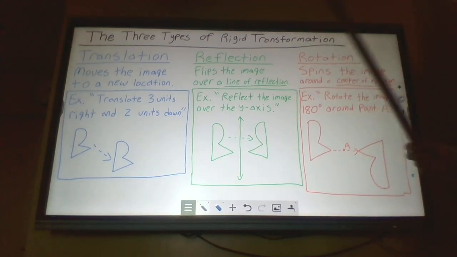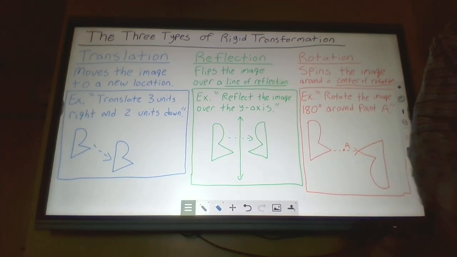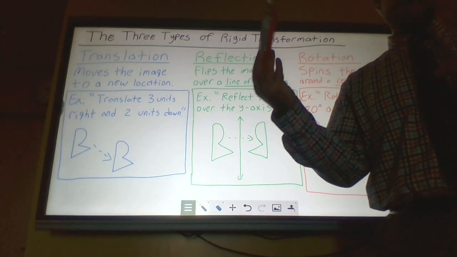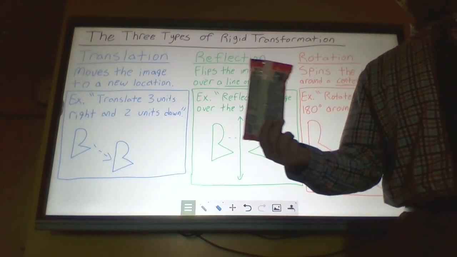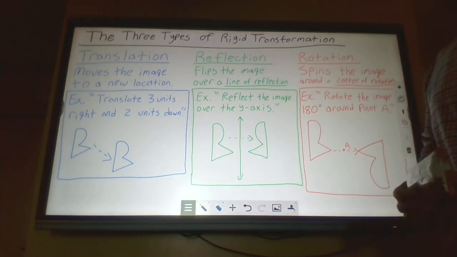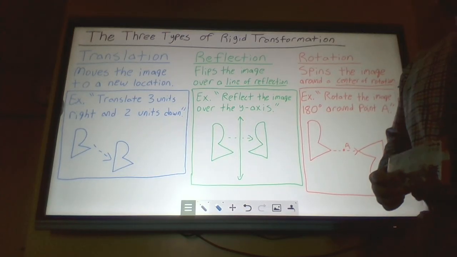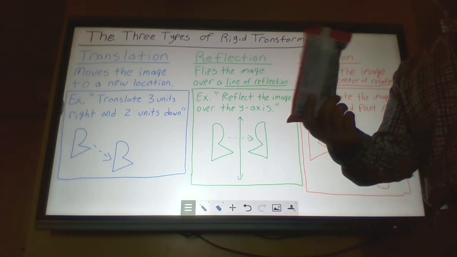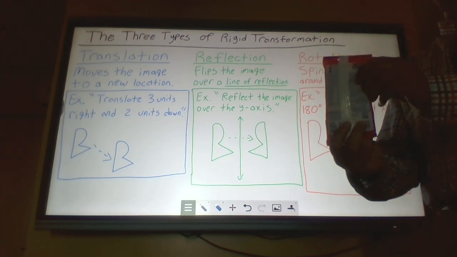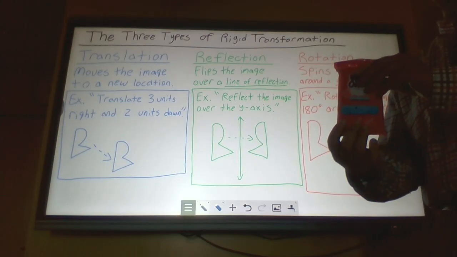Reflection flips the image over a line of reflection. So that was when we took the wet ones and we flipped it over so that we saw the backside. The key here, though, is that there's something called a line of reflection. So we're not just flipping it over in place, we are flipping it over a certain line.